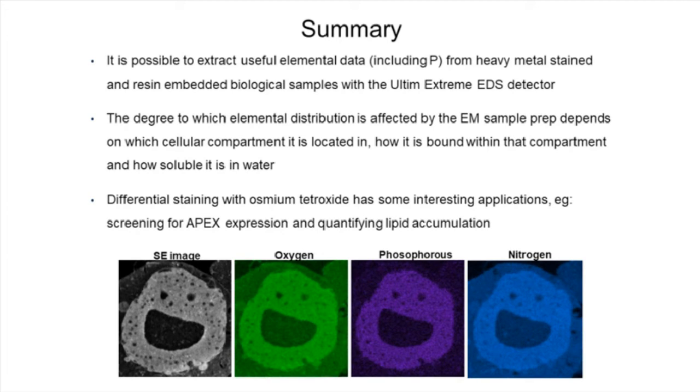If you can try a few different sample preparation approaches in parallel, for example, chemical versus cryofixation, heavy metal stained versus unstained, then that's even better. And heavy metal stains can also be useful for EDS, with osmium in particular having some interesting applications. For example, screening of Apex staining is shown here, and also quantifying lipid accumulation, which is another project we're working on in macrophages at the moment.